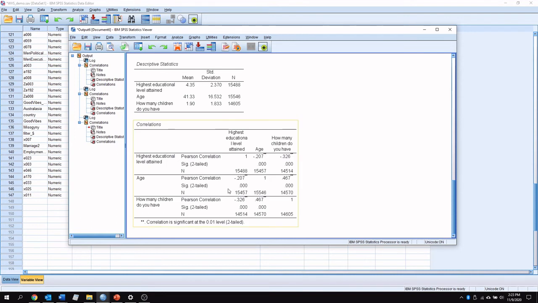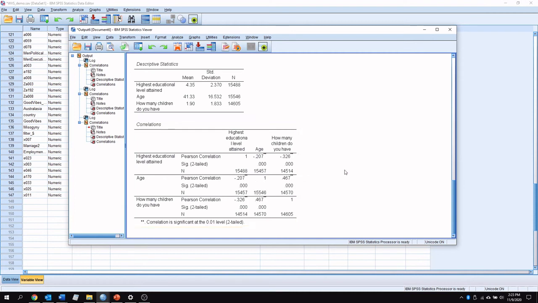For age, we have a positive relationship between how many children you have and how old you are. That makes a lot of sense. You don't get children removed from you. Once you have a child, you have it, and the older you get, the more opportunity you have to have more children. And we have the same correlation between age and highest education level attained. It's still the same. That's not going to change.